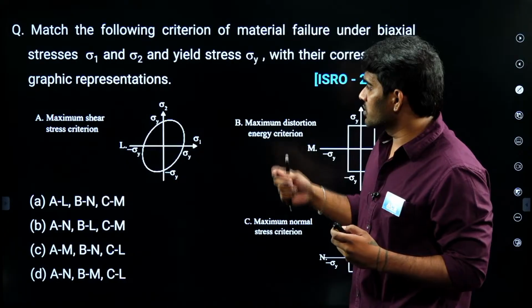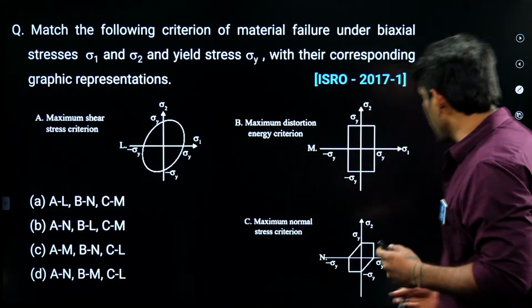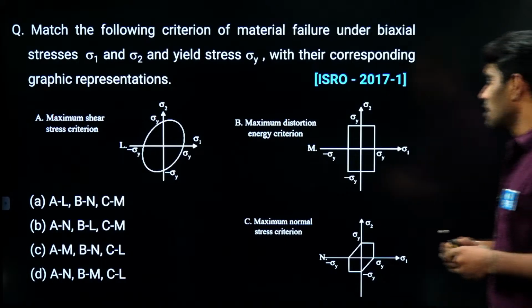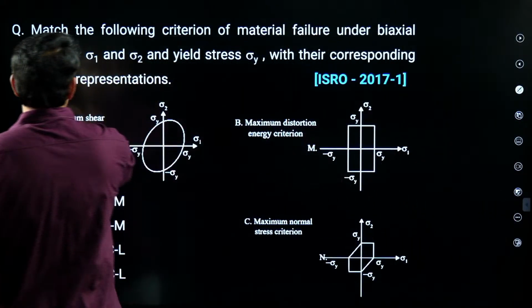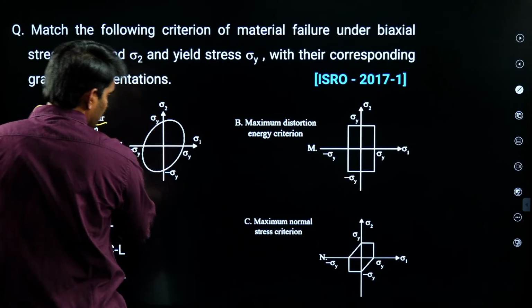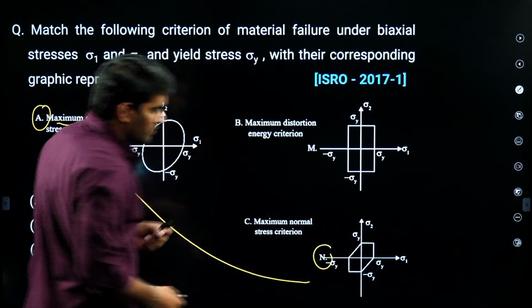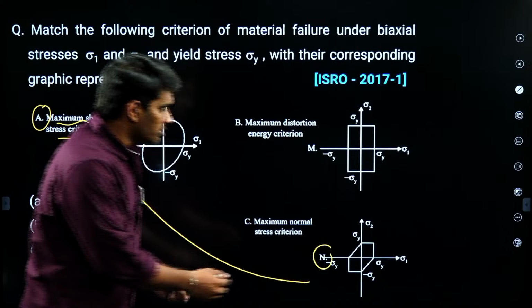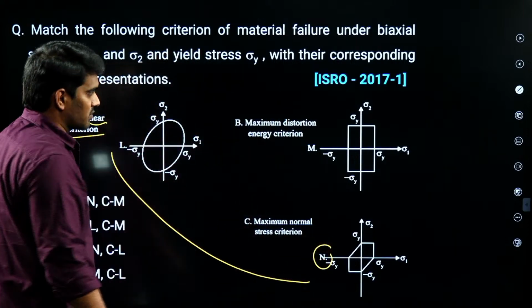Now moving to the next one. Observe this question. Match the following criterion of material failure under biaxial stresses. Here he is giving sigma 1 and sigma 2 and he is asking us to represent the safe region of operation according to various theories. According to the maximum shear stress criterion, we know the shape is, what is this shape? Is it a hexagon? Okay. This is the shape that we are getting according to maximum shear stress.